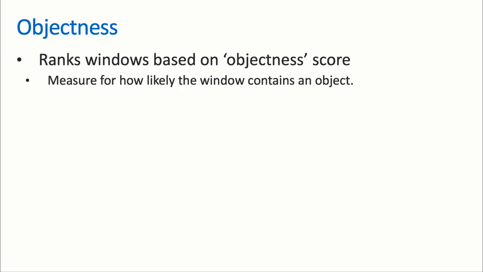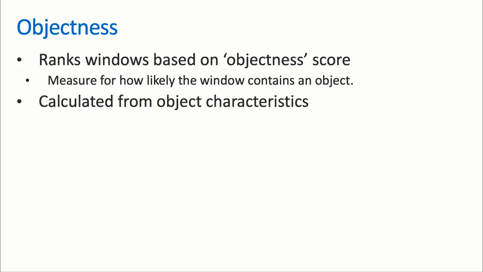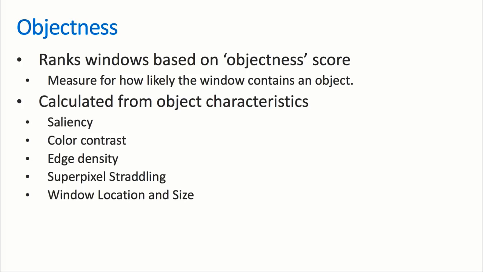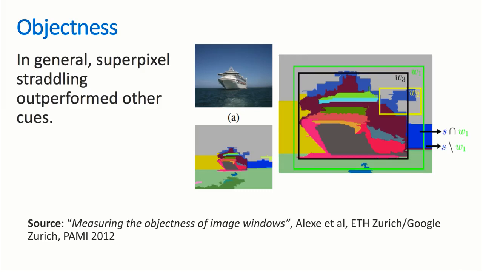Objectness was one of the first object proposal generators. It ranks a number of windows per image according to their objectness score, which is a measure for how likely the window is to contain an object. The score is calculated from measuring characteristics of objects, such as differentiation from surroundings and having a closed boundary. These are determined using image cues, such as saliency, how distinct an object looks, color contrast, edge density, superpixel straddling. That is, most of the surface of an object in a window is covered by superpixels contained entirely within it, and by window location and size. Of these cues, superpixel straddling was shown to outperform all the others.